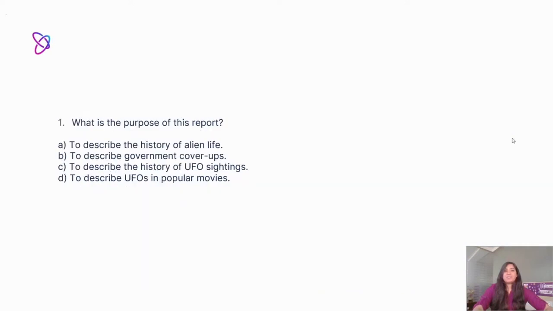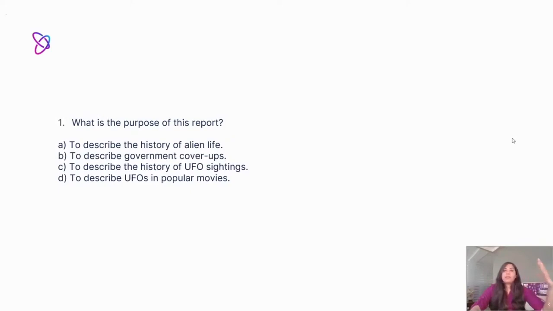All right, so after you've skimmed through the passage, I have 2 questions for you. Let's go on to see. What is the purpose of this report? The options are A, to describe the history of alien life, B, to describe government cover-ups, C, to describe the history of UFO sightings, or D, to describe UFO in popular movies.